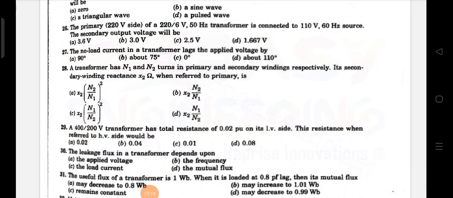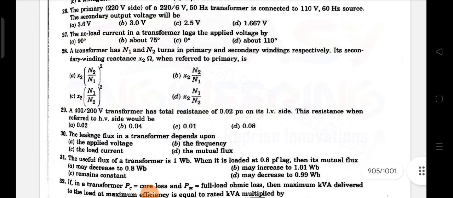A 400 by 200 volts transformer has a total resistance of 0.02 per unit on its LV side. This resistance when referred to the HV side would be, remember this point, just underline that resistance of 0.02 per unit. Okay, the per unit resistance will be equal on the primary side as well as the secondary side. That means the first option is correct.